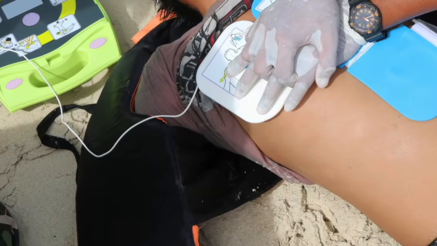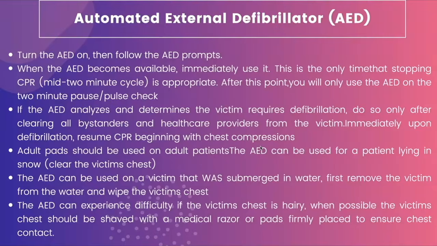So this is where everybody yells before you defibrillate somebody. You of course make sure that nobody's touching them and you yell all clear, and then if it's all clear, then you deliver the shock. Adult pads should be used on adult patients. The AED can be used for a patient lying in snow. You want to clear the victim's chest. The AED can be used on a victim that was submerged in water. Of course, first you want to remove the victim from the water and wipe the victim's chest.